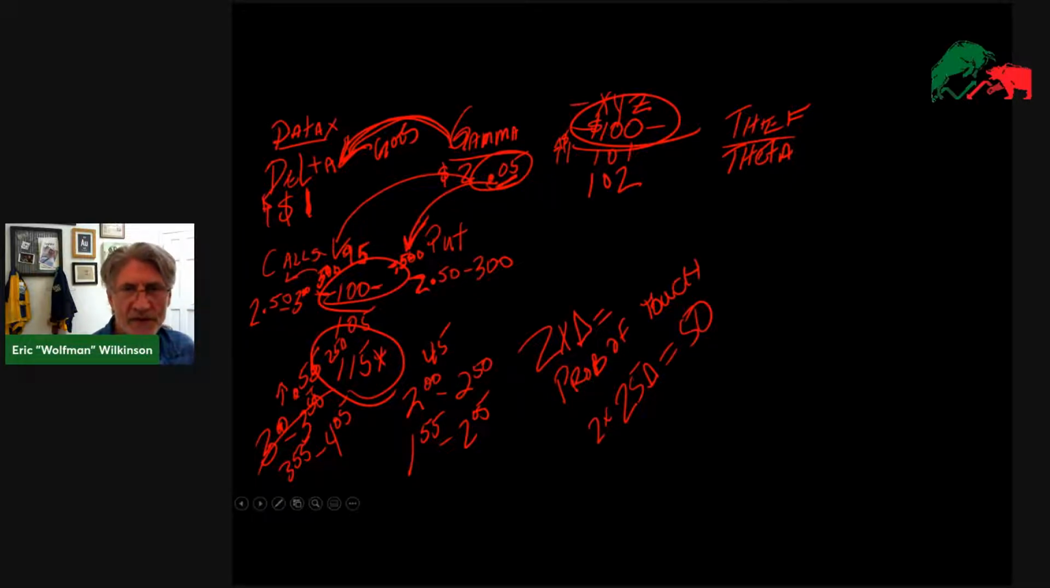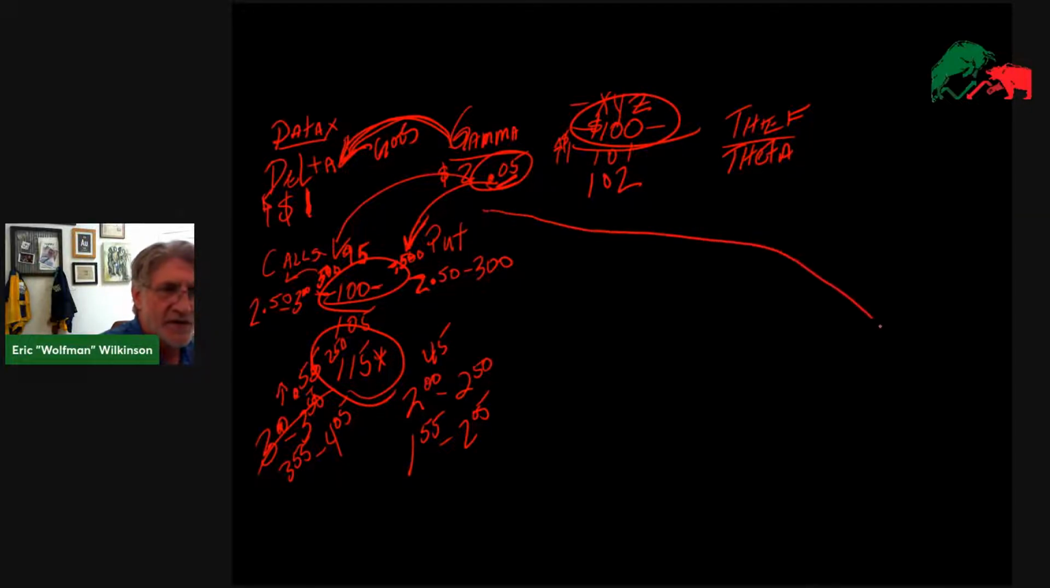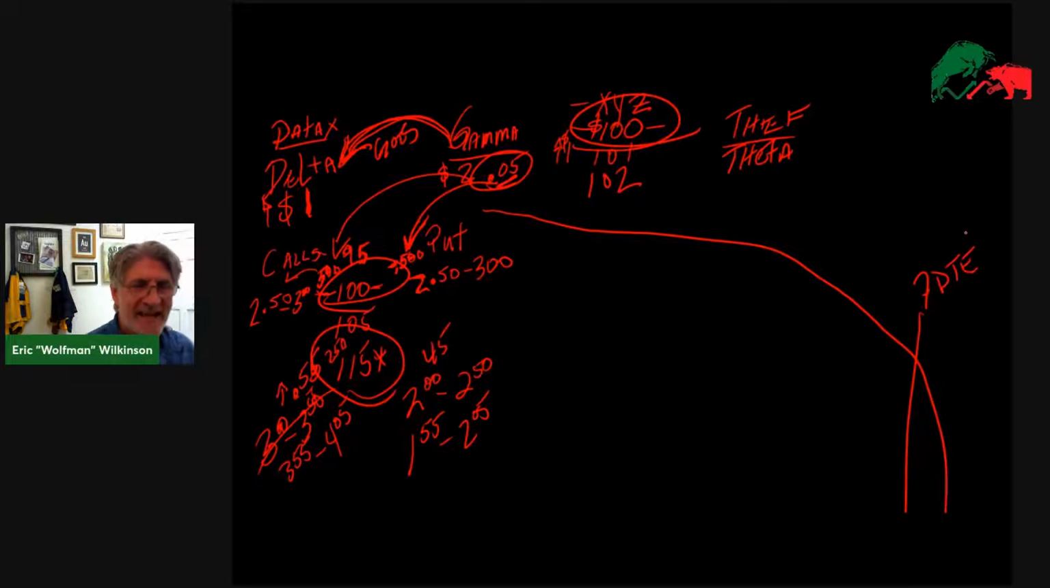So I'm going to erase some of this stuff because it's getting a little overdone. I want some of this back. Let me erase that. Don't forget your 2 times the delta probability of touch. All right. So we've got theta, the thief in the night, and we're going to draw this in there. It kind of starts out, he never goes away, but he's not very aggressive. And then all of a sudden he starts picking up and then it drops off. So basically we say some right here is 7 days to expiration. That's where it really goes bonkers.